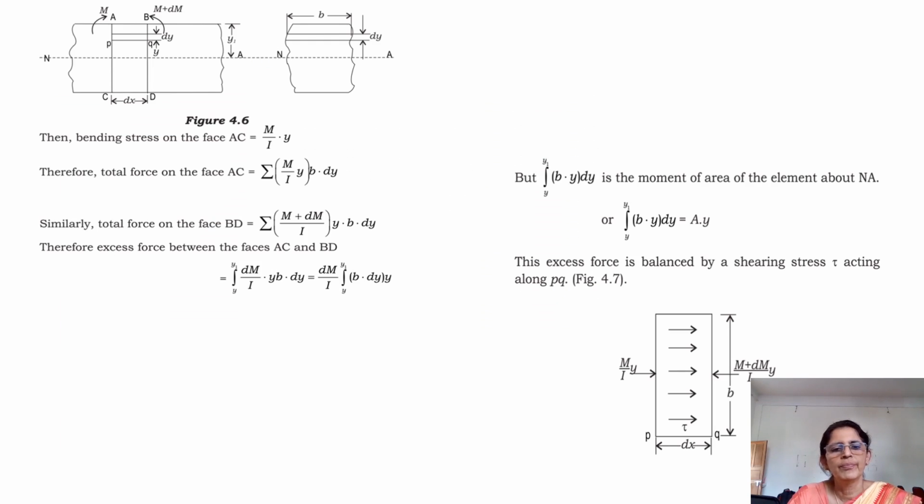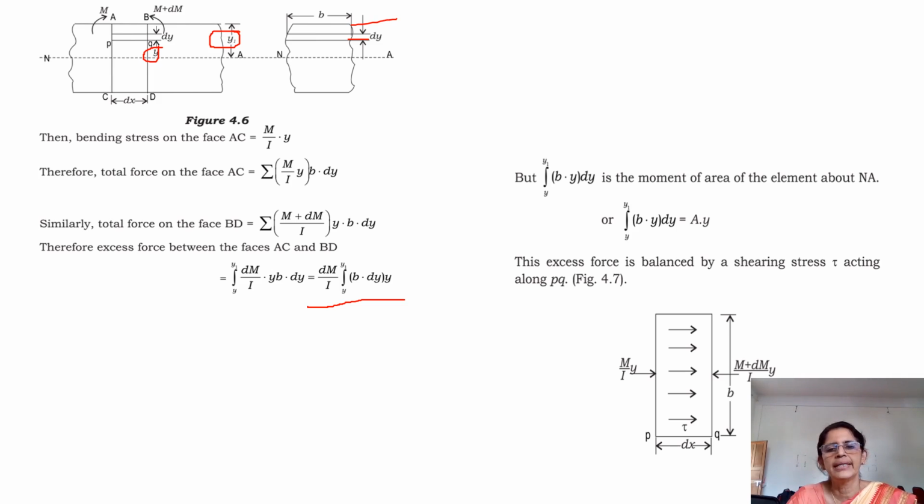Okay, so we have seen the excess force between the faces AC and BD as dM by I, integral y to y1, b into dy into y. So please take care. I have taken from this level to this level, which is y. From here to the top fiber is y1. So the excess force between the faces AC and BD we have taken.